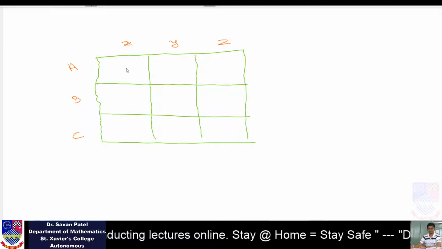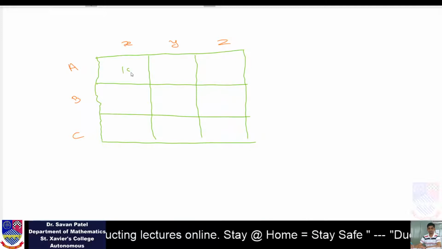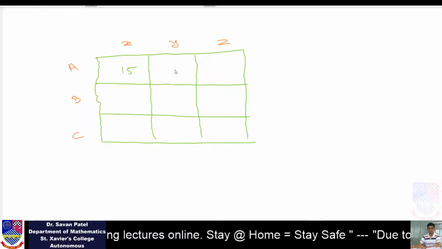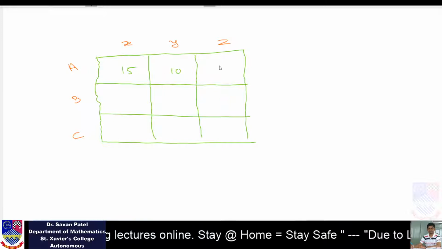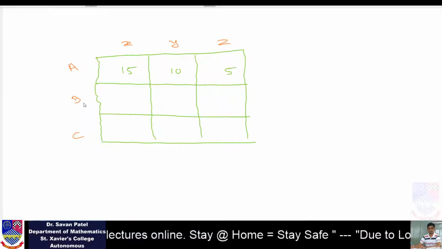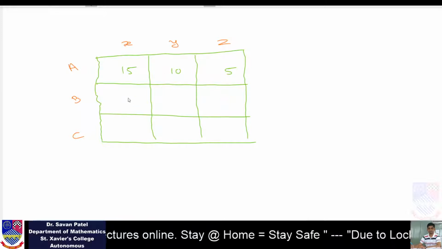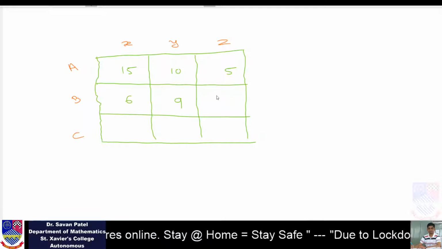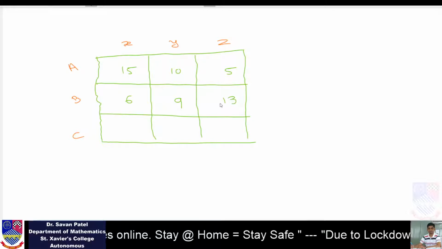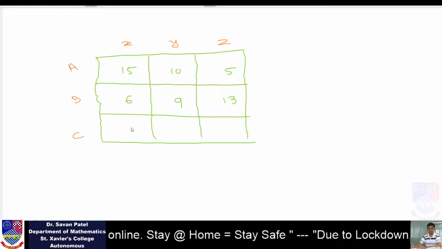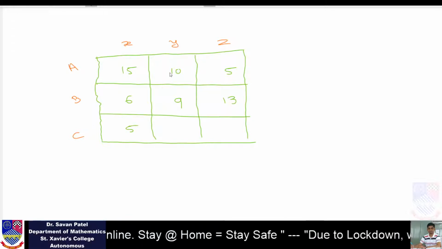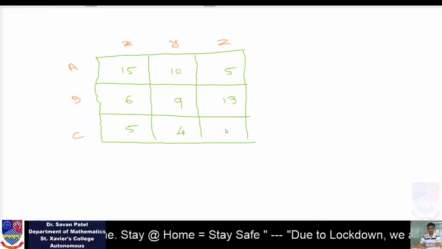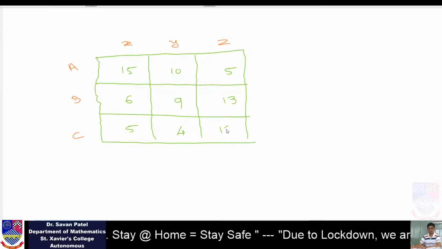From A to X, the transportation cost is, say, 15 units. A to Y transportation cost is 10 units, and A to Z is 5 units. B to X, the transportation cost is 6 units. B to Y is 9 units. B to Z is 13 units. C to X is 5 units. C to Y is 4 units, and C to Z is 15 units.